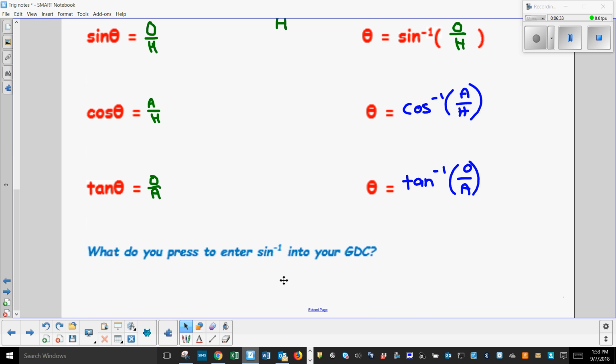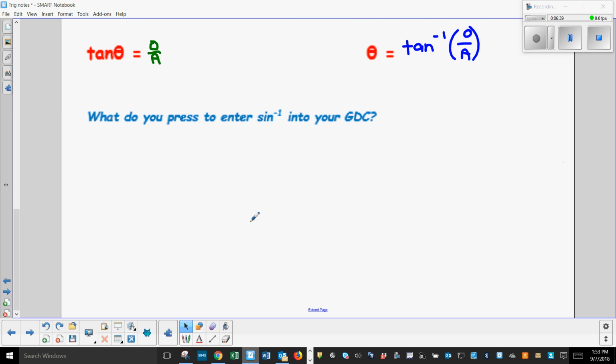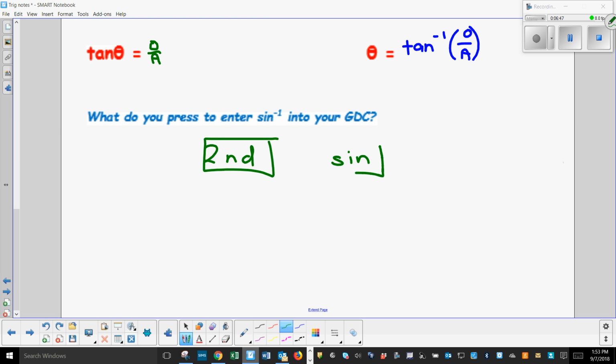So, you guys were talking about it. What do you press on your calculators, the TI-84, to make sine minus 1 happen? Second sine, yep. Second sine. And it can vary a lot. If you're on the TI-Nspires, the different calculators like the IB students are on, they go to a trig button, and when they press trig, all these other buttons open up and they have to select sine minus 1.